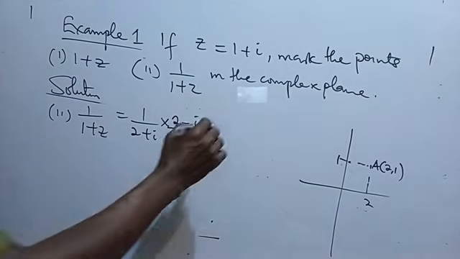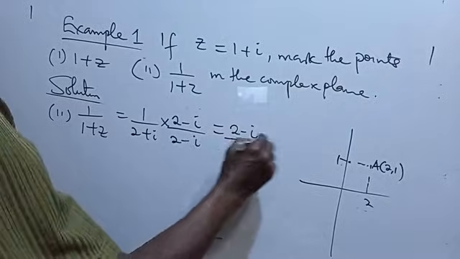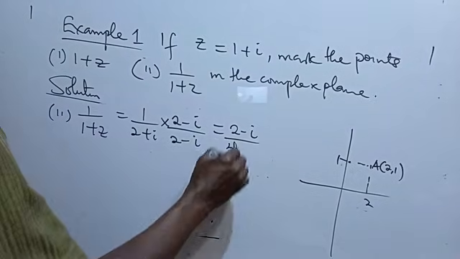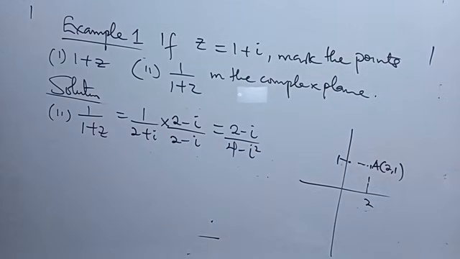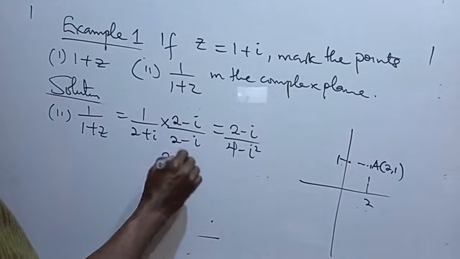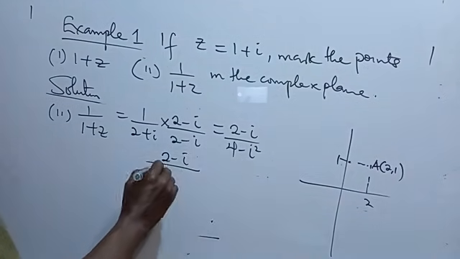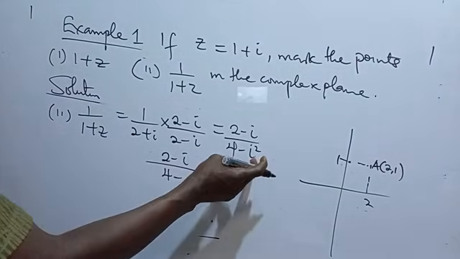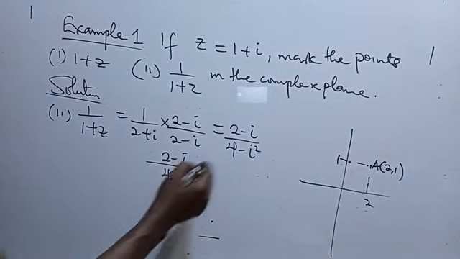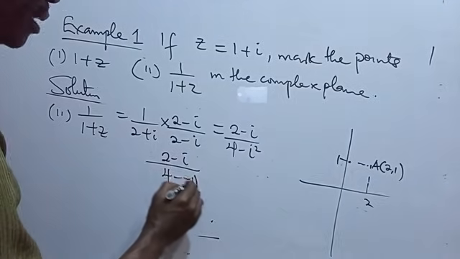Okay? Now, we have 2 minus i all over 2 times 2 is 4 plus i times minus i, that's minus i squared. Don't forget that. I've taught you that before. So now we have 2 minus i all over 4 minus, in complex number, minus i squared is equals to what? Root minus 1 is equals to i, and so i squared is minus 1.